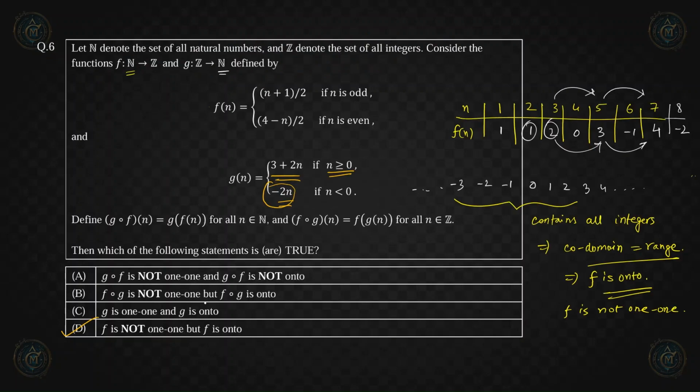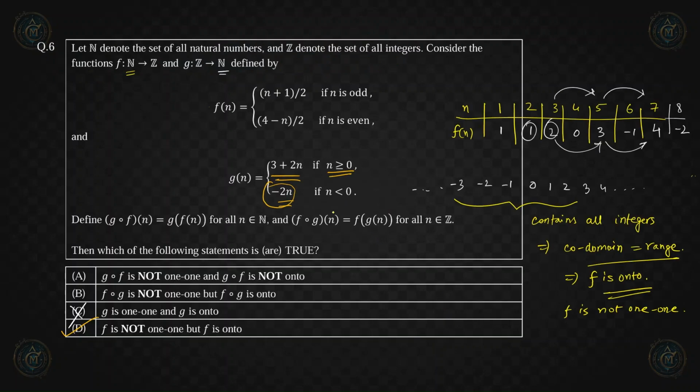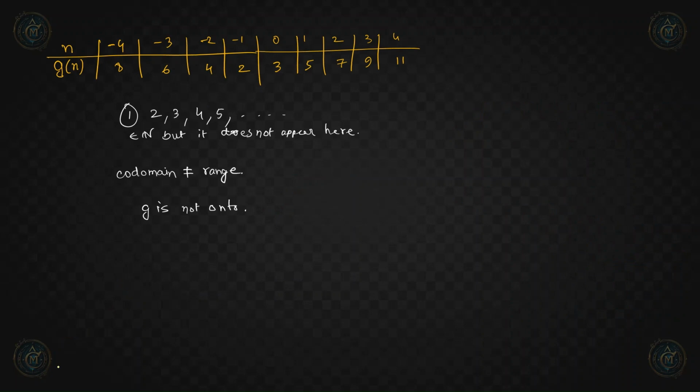So if g is not onto, this option is definitely wrong, right? Because here it is "and", okay. For "and" to be true, we have to have both of the statements to be true, right? Now see, here we have to check this a and b option, okay. So we have to find the functions g of f and f of g, okay. So let us find them.